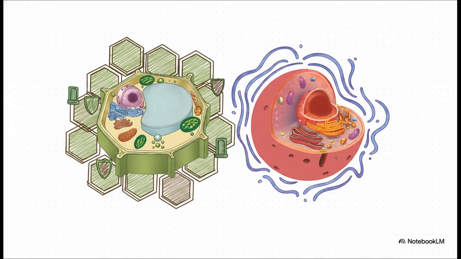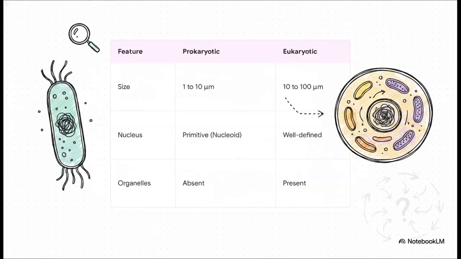An animal cell, however, only has a flexible plasma membrane. That flexibility is exactly what gives animals the cellular movement they need to survive. Now, for your exams, you must know this breakdown. Prokaryotic cells are primitive. They're smaller and they completely lack a true membrane-bound nucleus. Eukaryotic cells, on the other hand, like plant and animal cells, are much more complex. They have a true, well-defined nucleus and they possess all these specialized membrane-bound organelles.